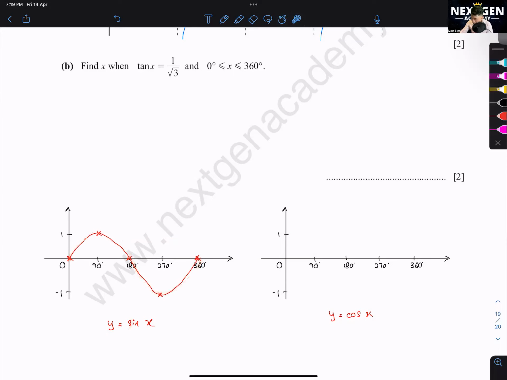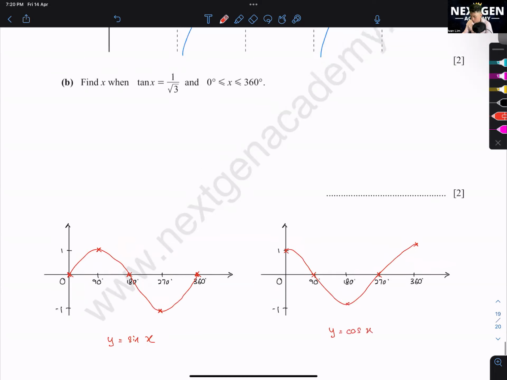Whereas cos, if you put cos 0, you get 1. Cos 90, you get 0. Cos 180, you get -1. Cos 270, you get 0. Cos 360, you'll get 1. So your graph will be like this. So I need you all to remember this. These 3 graphs are 3 marks for you all, just in case Trigo comes up.